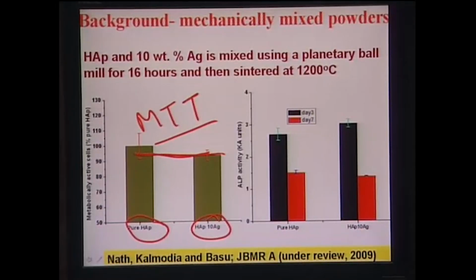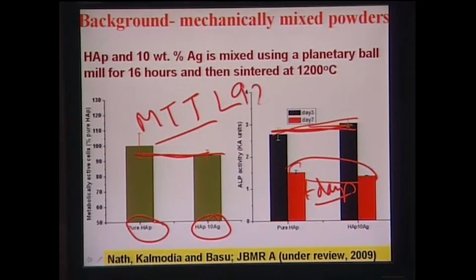Now, ALP activity, alkaline phosphatase activity: what you see here is pure hydroxyapatite after 3 days, and this is hydroxyapatite 10% silver. In both cases, again, the error bars roughly overlap with each other, so you do not see any statistically significant difference. The similar thing you have also noticed at 7 days. So, the red ones are 7 days. All these results are obtained with L929, that is, mouse fibroblast cells.